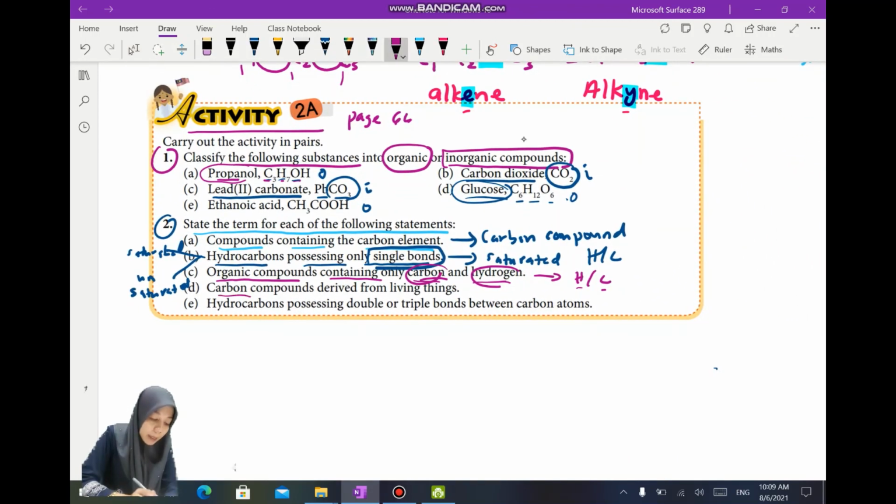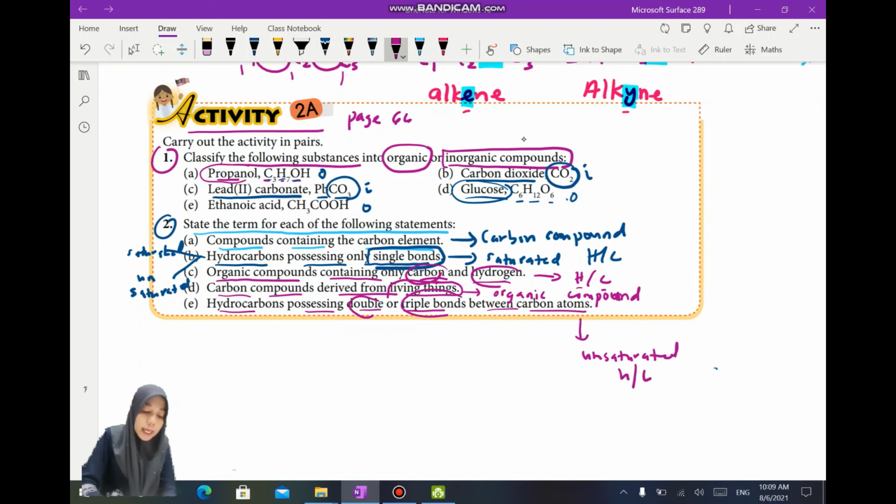And then, carbon compound derived from living things. Daripada benda hidup. Apa dia? Organic compound. And then hydrocarbon possessing double bond or triple bond between carbon atoms, yang mengandungi at least one double bond or at least one triple bond di antara atom karbonnya. Apa dia? Iaitu unsaturated hydrocarbon.